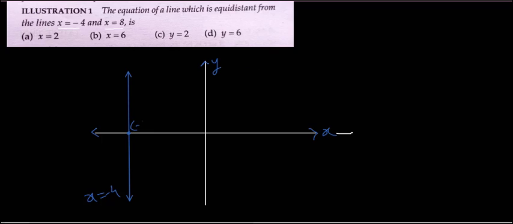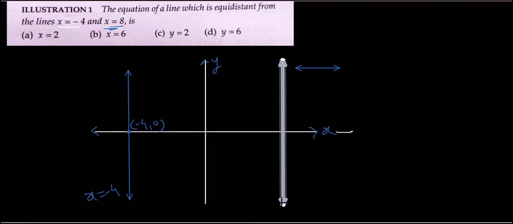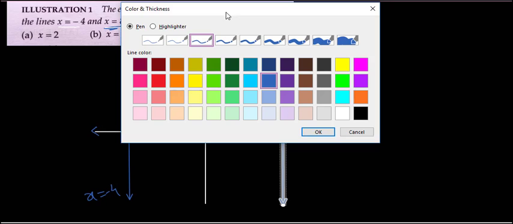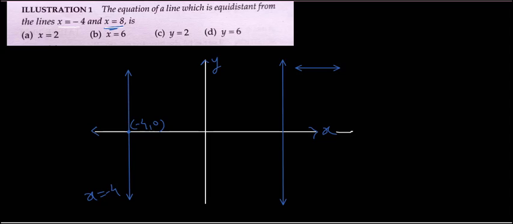at point minus 4 comma 0. Now this x equals to 8 will be a line which will intersect my x-axis at point 8 comma 0 and it will be parallel to the y-axis, right? You know this. Here, as this line is passing through 8 comma 0, its equation will be x equals to 8. So these were our two lines, x equals to minus 4 and x equals to 8.